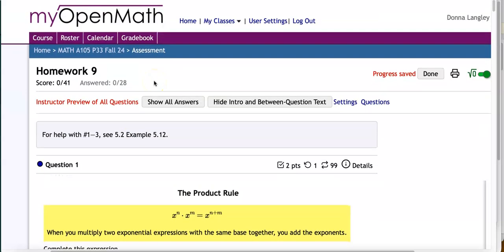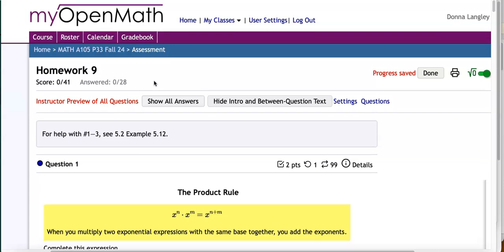Welcome to the lecture for Homework 9. Here we're going to look at sections 5.2, 5.3, and a little of 5.4.